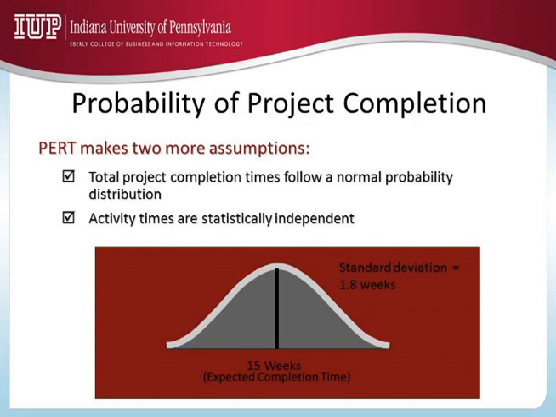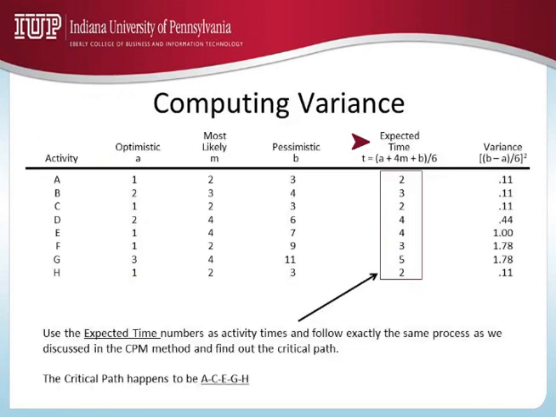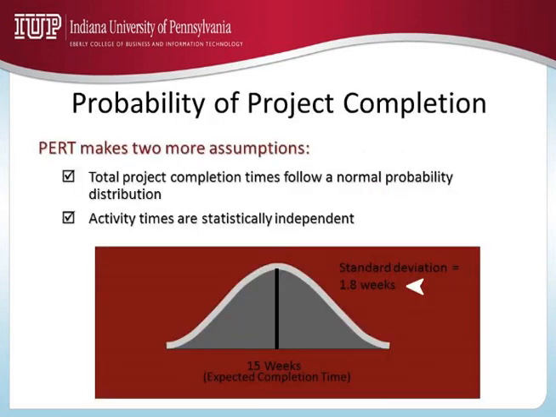So what is my mean? Mean is 15 weeks. How did I get that? I added the expected times of the critical activities: 2, 4, 8, 13, 15. And the standard deviation is 1.8 weeks, like we saw a couple of minutes back. So I hope all of you recall this.